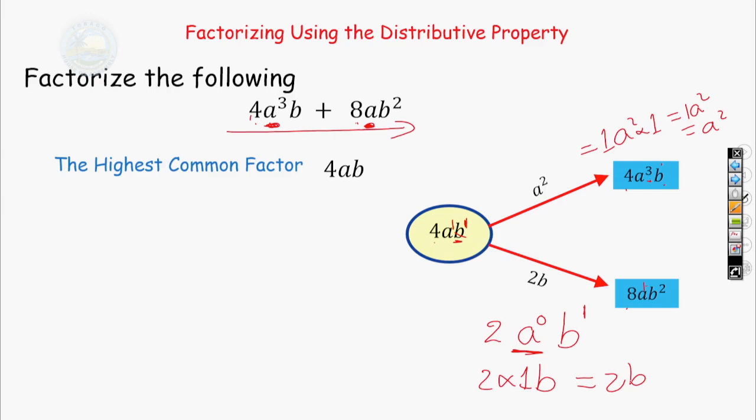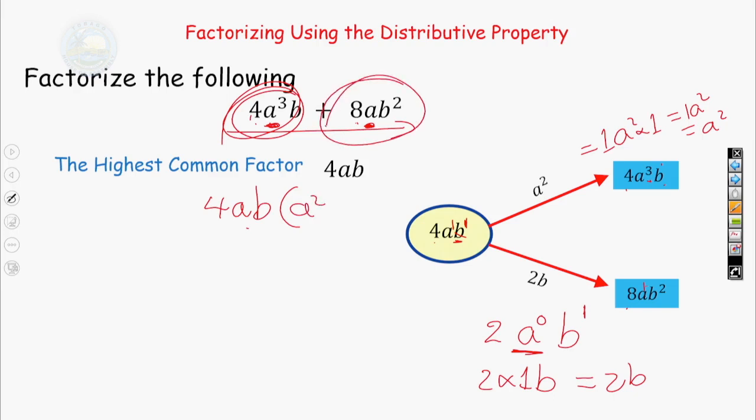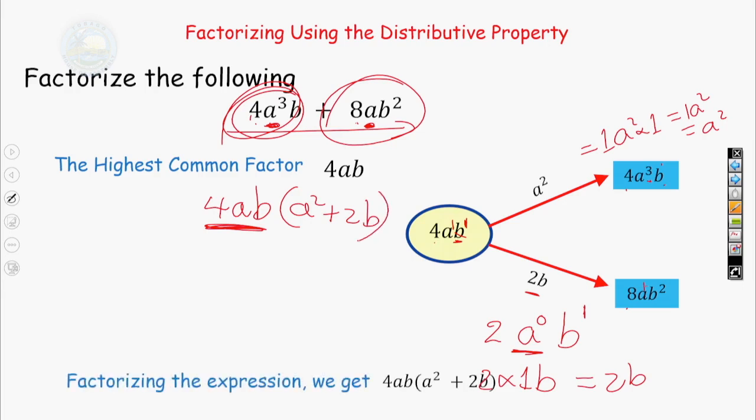So based on the steps that we were given, what we then do is write the highest common factor. What is the highest common factor? It is 4ab. Then we open brackets, and we say 4ab multiplied by what is going to give me 4a cubed b? It is going to be a squared, based on our analysis here. And then positive 8ab squared is what we want, but what need I multiply 4ab by to give me positive 8ab squared? It is going to be 2b, so it's going to be plus 2b. Let's check and see. So we are factorizing the expression.